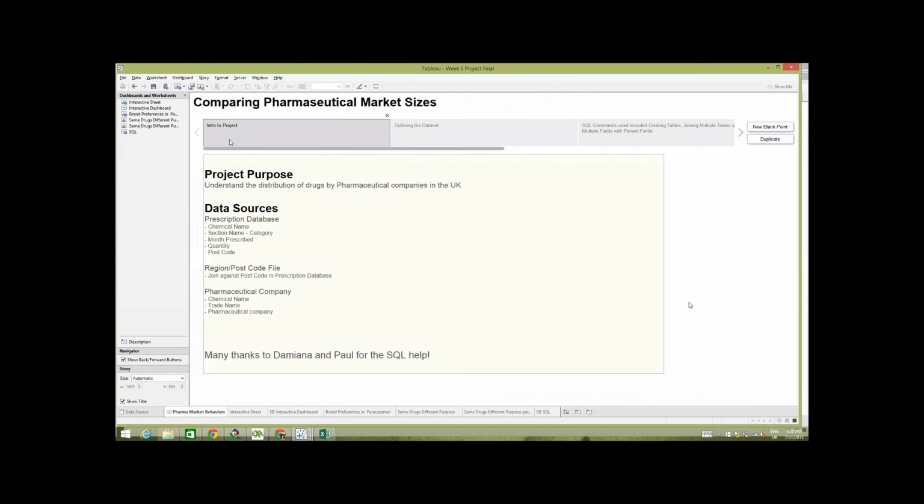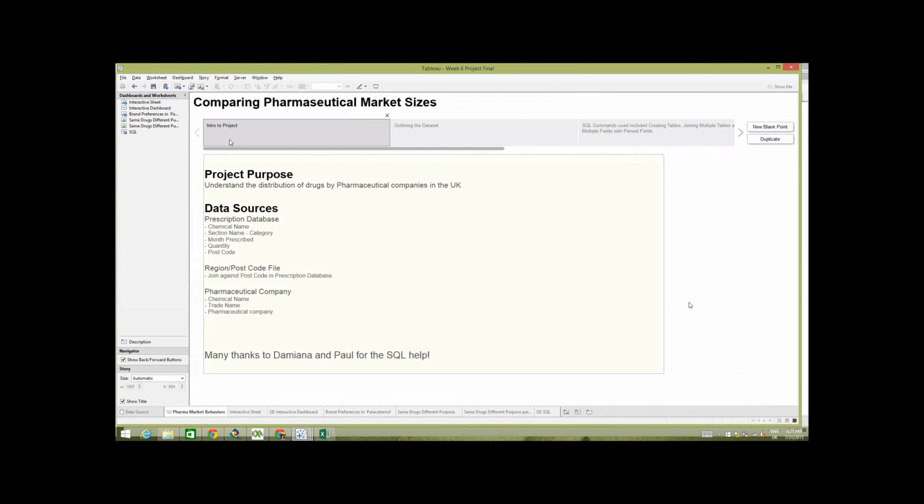Okay, so just to go over that again, what I originally wanted to understand was the distribution of drugs by pharma companies in the UK. And so what I used was the prescription database with all the variables inside that, and I joined some of those variables against postcode to the region and to the pharmaceutical company against the chemical name.